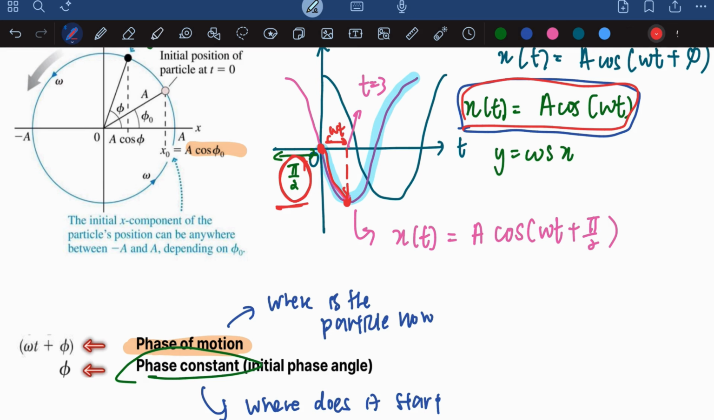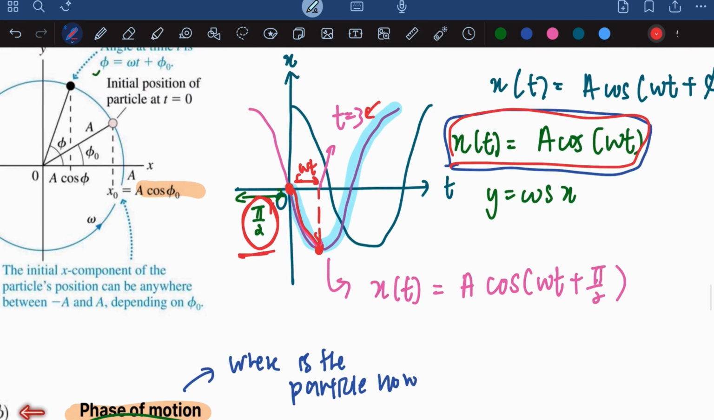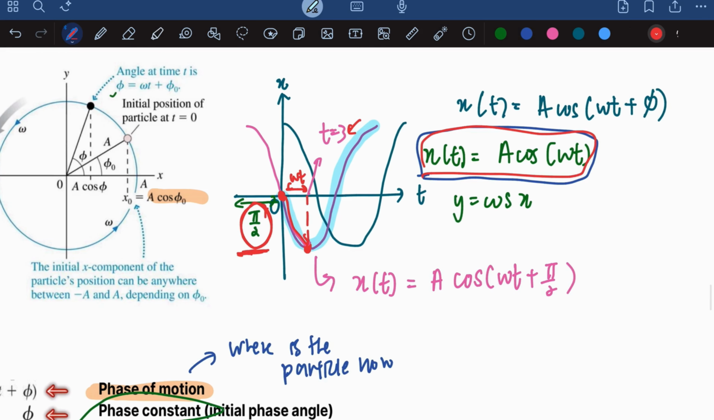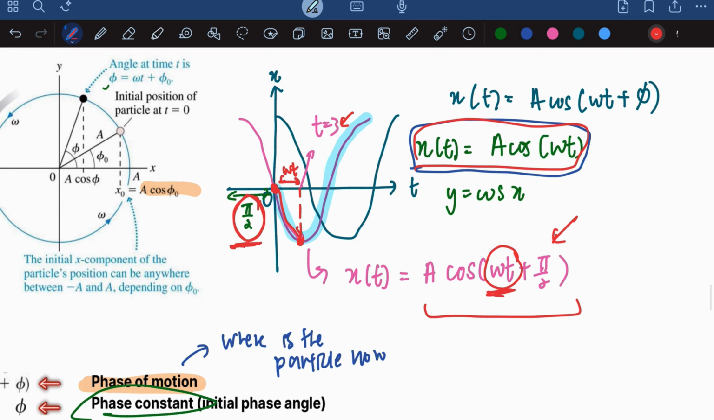So at time equals 3, this particular particle has moved through a certain angle of omega t. Omega is usually given, it's a constant. Time, t, is whatever time you pick. At this point, I picked 3. Then, make sure you add pi over 2. That is why your equation will look like this: pi over 2 plus omega t. This omega t is the angle that the particle has moved through. So you add both, and you will know exactly where the particle is now.